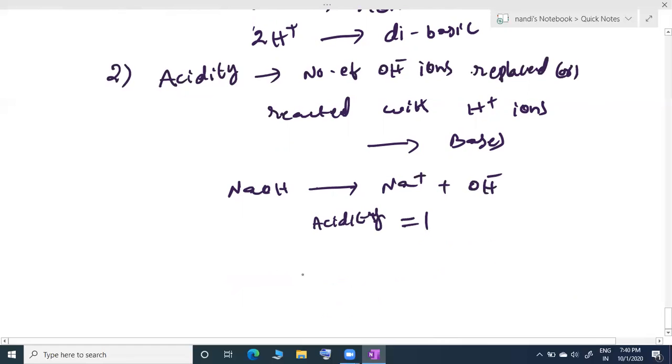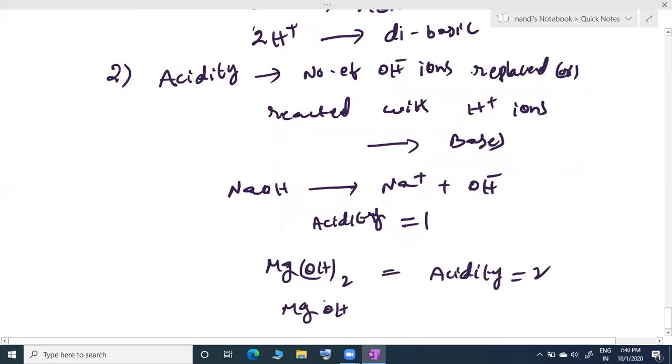Similarly, magnesium hydroxide can release 2 OH minus, so its acidity is 2. That depends upon how many OH minus ions it releases.